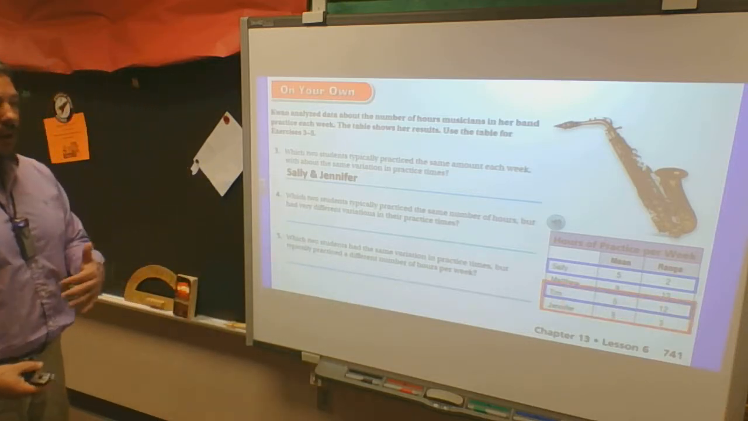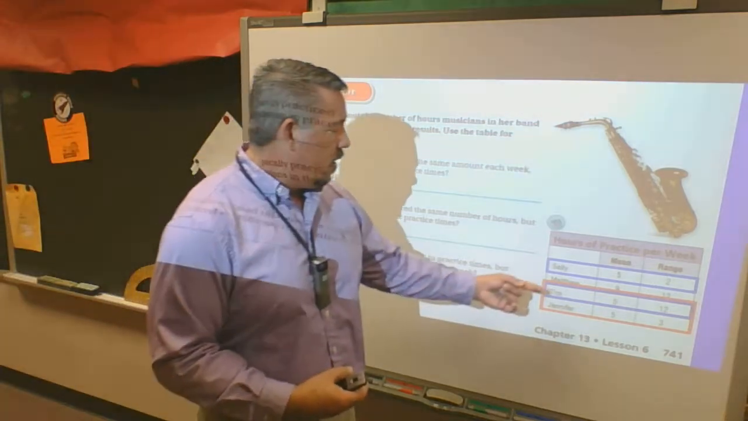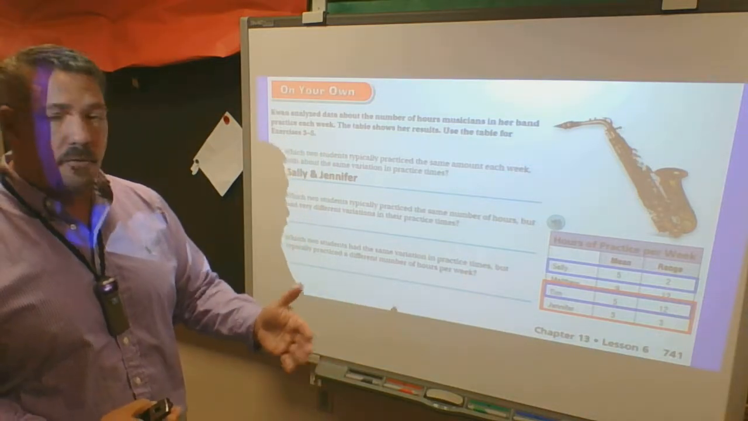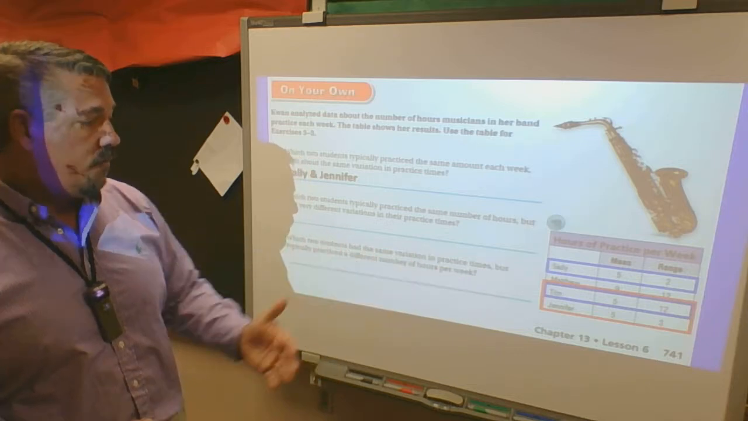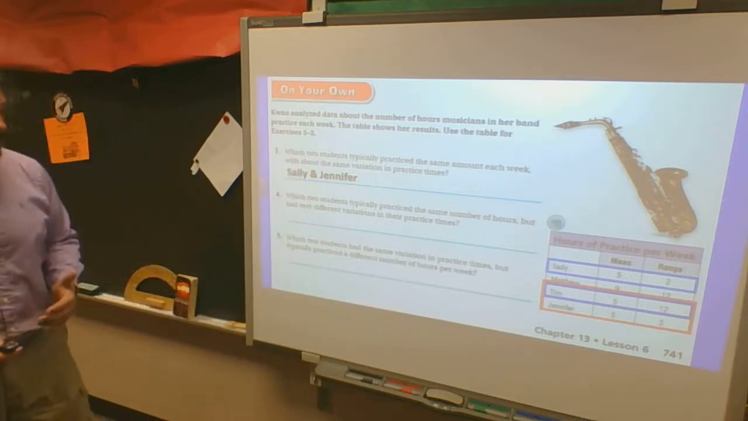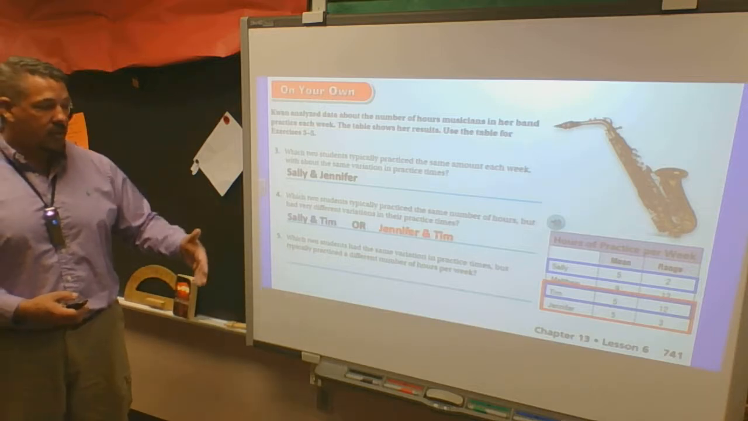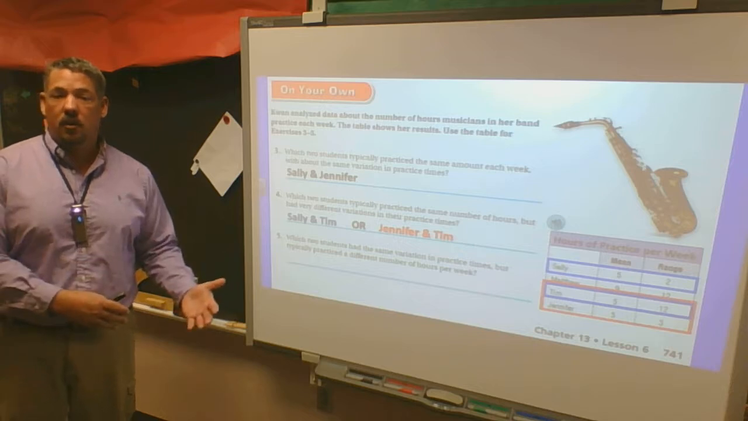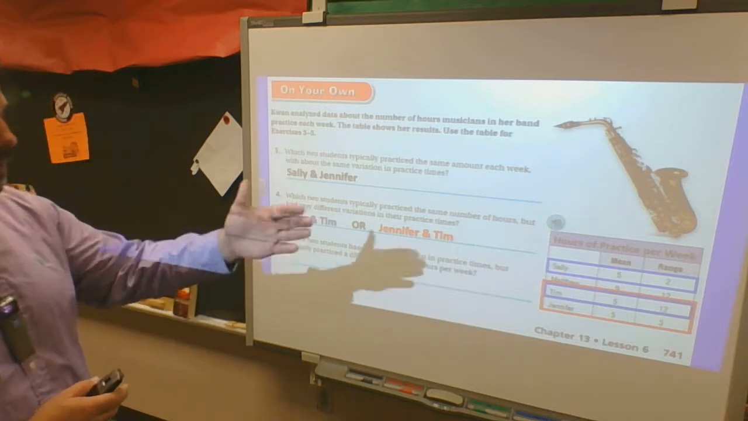But I also have 2 others that I can compare because there's another 5. When I look at Jennifer, Jennifer also has the same 5 for the average, but has a variation of only 3 compared to a variation of 12. So there's actually 2 answers there that you can have. You could have Sally and Tim, or you could have Jennifer and Tim. Either one would be considered correct because they can both be supported by the information in the chart.